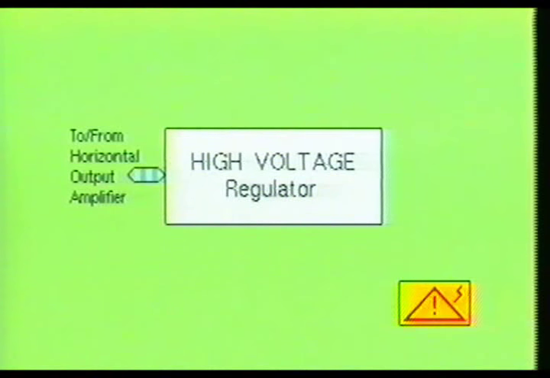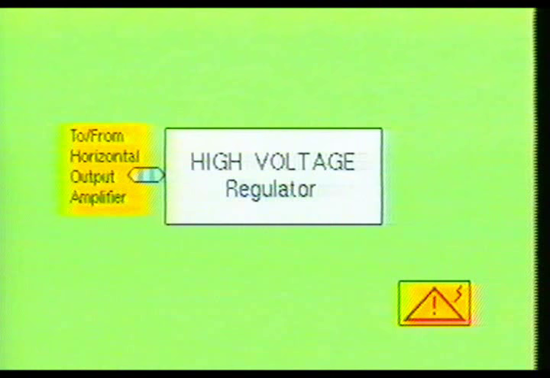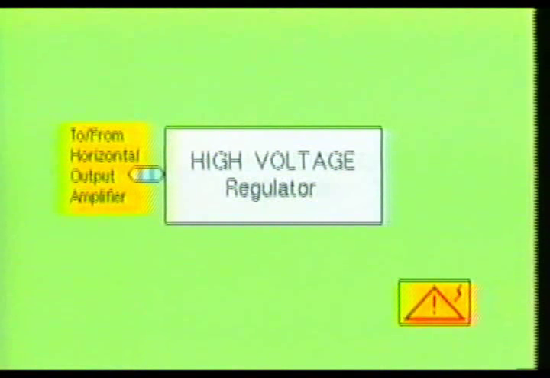The high voltage regulator circuit is used to assure that the second anode voltage remains constant under different brightness conditions. Notice that the high voltage regulator circuit uses a closed-loop system. It basically monitors the high voltage output of the horizontal output amplifier stage. If the voltage on the amplifier stage becomes too high, the high voltage regulator will cause it to reduce the magnitude of the voltage. Or, if the output of the amplifier is too low, it will cause the output of the amplifier to increase the magnitude of the signal.